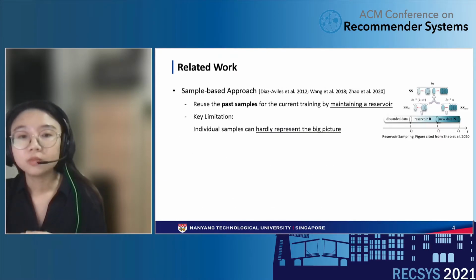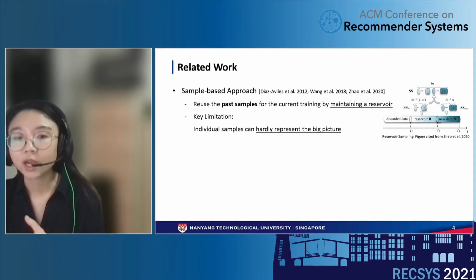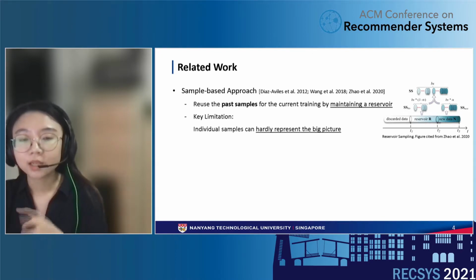To overcome the problem of forgetting, two lines of research have been developed. The first one is the sample-based approach. This approach uses past samples for current training by maintaining a reservoir of data. A key limitation of this approach is that the stored samples, whether selected to be the informative or the forgotten ones, can hardly represent the big picture of the distribution.